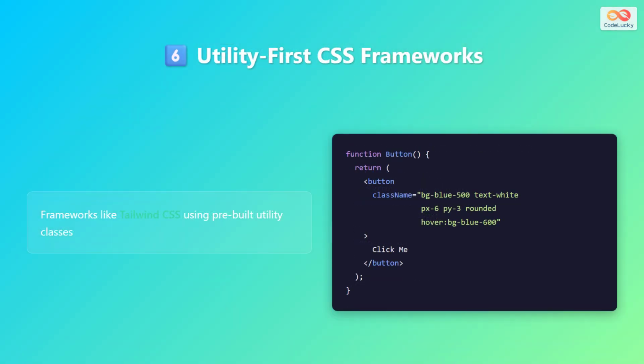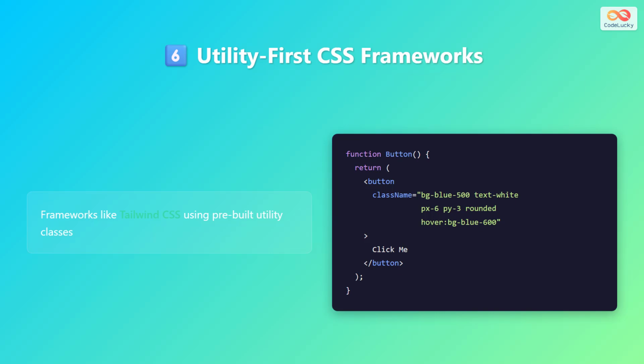Lastly, there are utility-first cascading style sheets frameworks. Frameworks like Tailwind Cascading Style Sheets use pre-built utility classes. These frameworks provide a set of predefined utility classes that you can use to style your components quickly. Here's an example using Tailwind CSS.